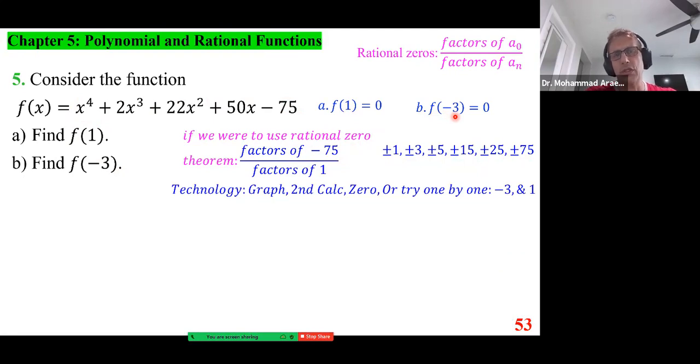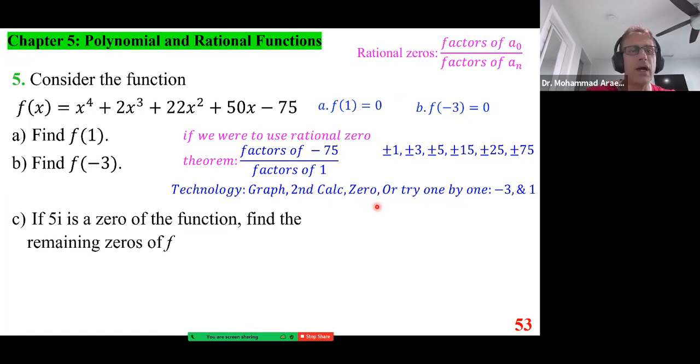And if we were to use the technology, you can go with the graph, second calc, 0, or try 1 by plugging in and finding 1 and negative 3, because in case they ask you for technology, it can be done by finding the zeros of the graph of the function.